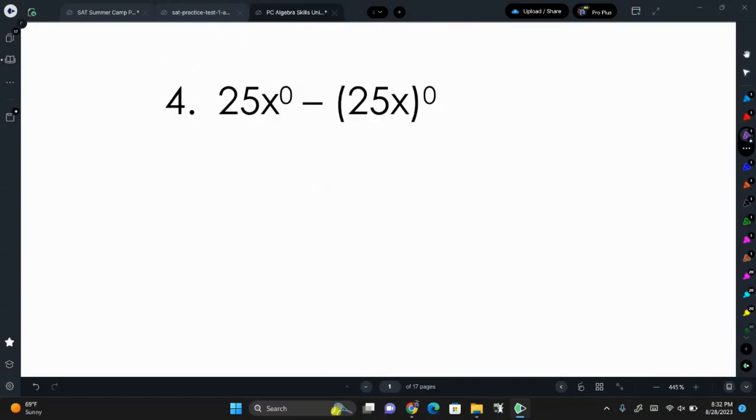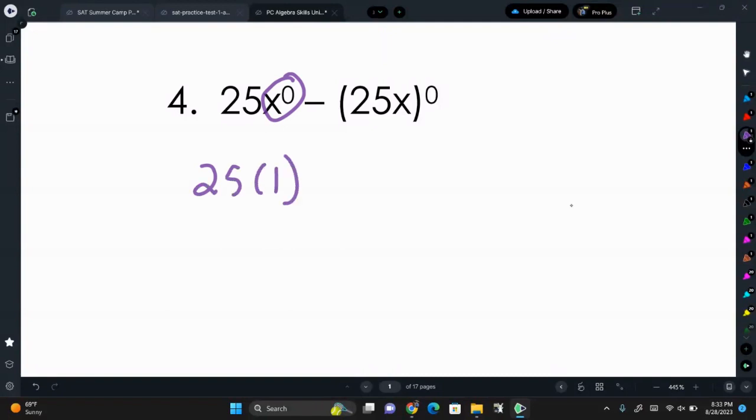Again, anytime you have something to the 0 power, it's going to be 1. So we have 25 times x to the 0 power. Well, this part right here is 1. So 25 times 1 minus this whole thing in parentheses, 25x, is raised to the 0 power. So that's going to be 1. So 25 times 1 is 25, minus 1. That gives us 24.